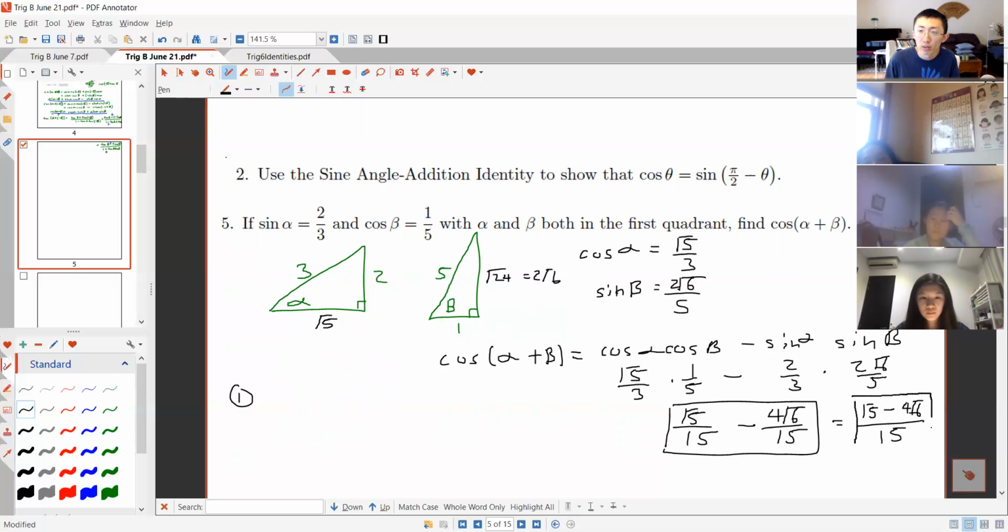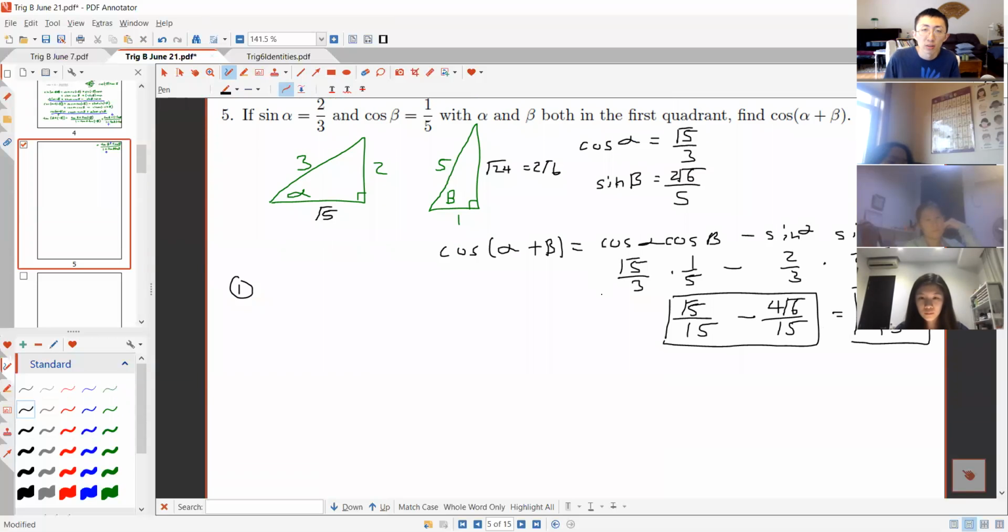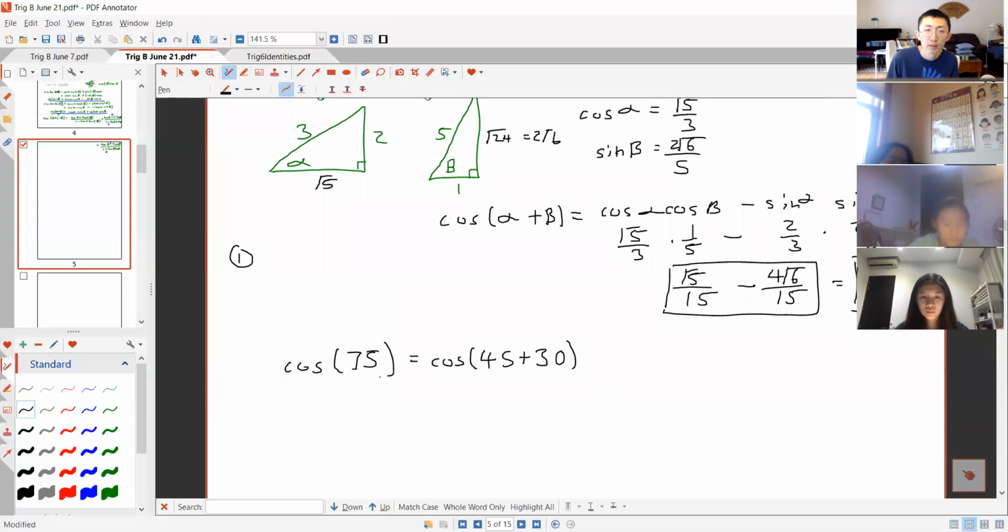Okay, so here, I think we should, how can we find this cosine of 75 degrees? 30 plus 45. Yeah. So then see if you can compute what this equals. And also, I'll make this problem 1 and problem 2, I guess. See if you can find sine of 75 as well, using the sine addition formula.